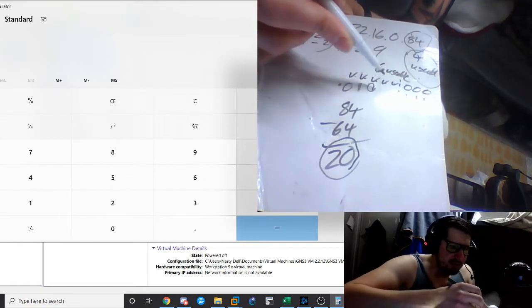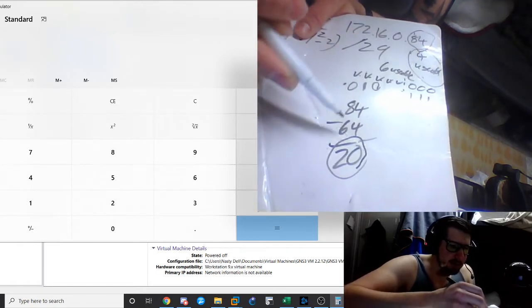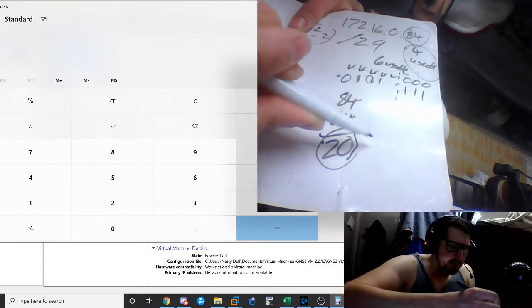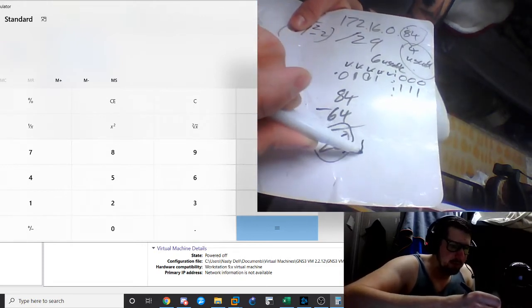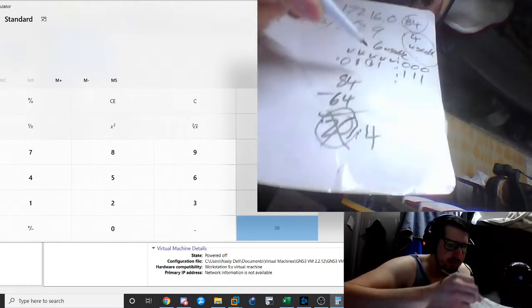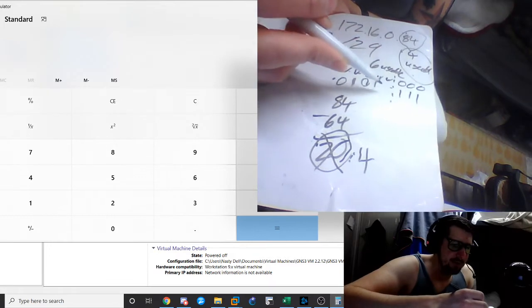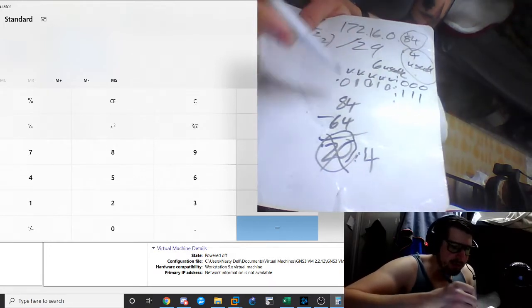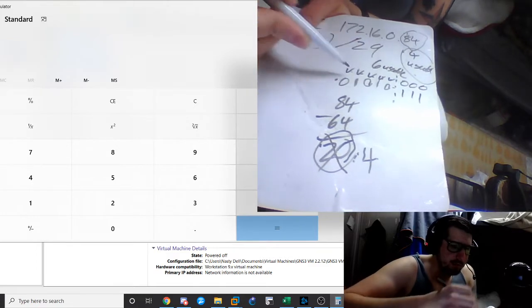Can we subtract 16 from 20? The answer is yes. So we mark that one as in. And let me see if I can do a 4. Okay, 4 is our new number. Can we subtract 8 from 4? No. Okay, so the bits we got over here on the network side, 1, 2.